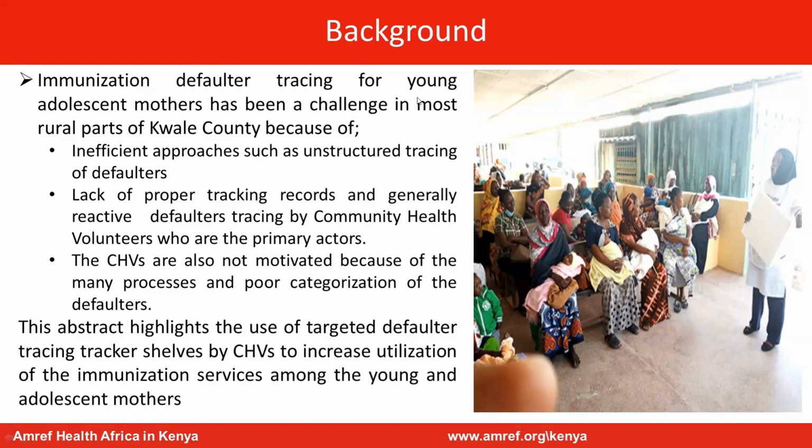Again, we have CHVs who are not motivated because of the many processes and poor categorization of the defaulters, especially the young and adolescent mothers. These have been some of the main challenges which have made immunization for young adolescent mothers very difficult. So this abstract highlights the use of targeted default tracing tracker shells by the CHVs, or community health volunteers, to increase utilization of immunization services among young and adolescent mothers. Next slide.